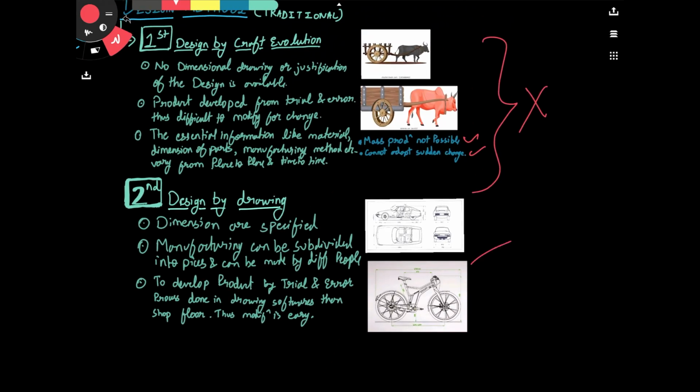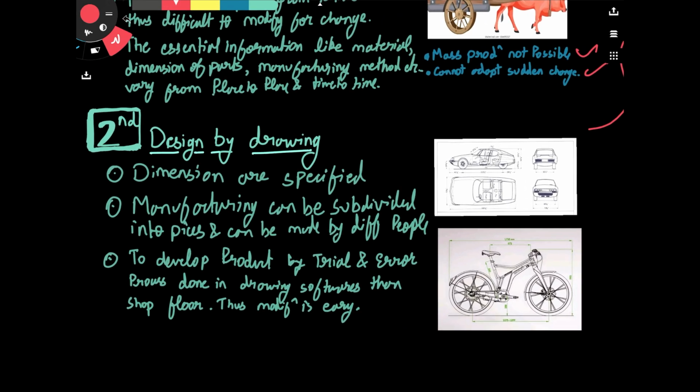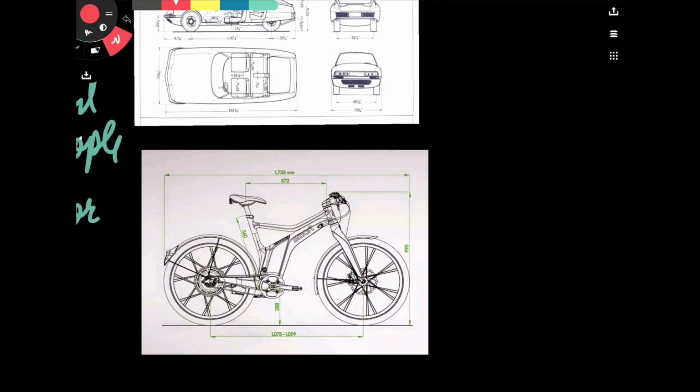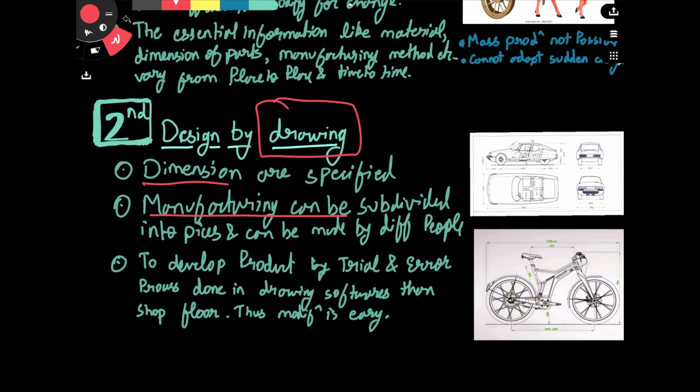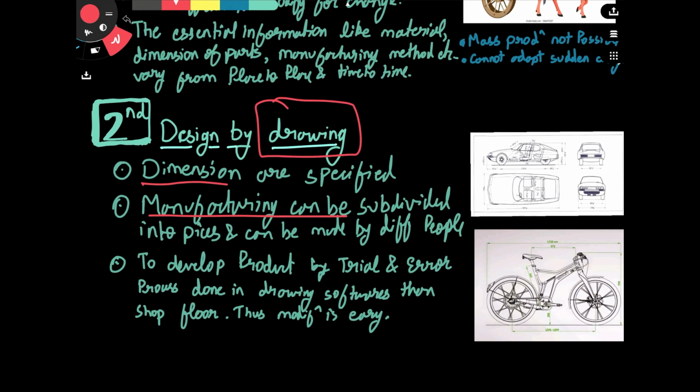Next is the method which we use till date. It is known as design by drawing. So what does a drawing mean? A drawing is any component which has dimensions in it, and everything is mentioned in it. You can see anyone can replicate this, right?